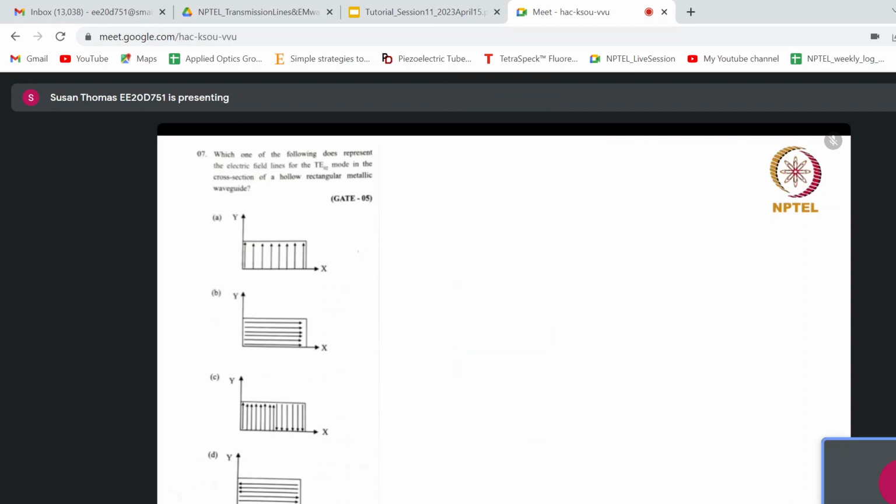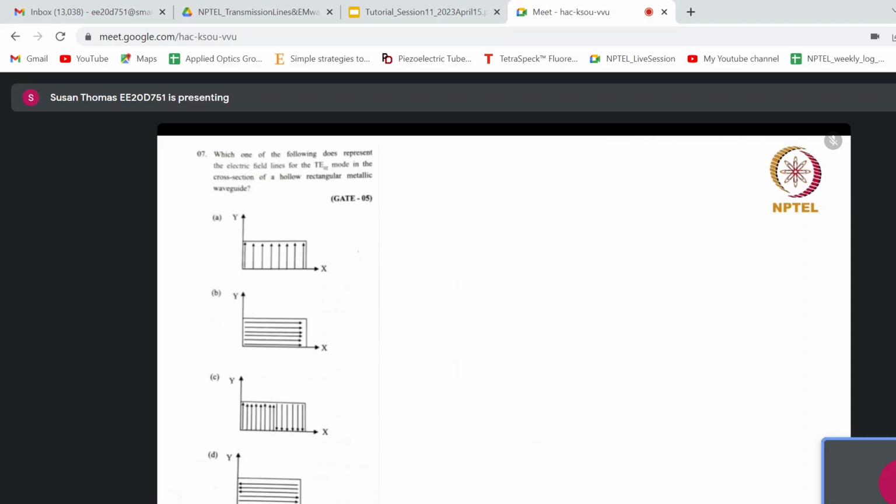Okay, coming to the next question. So far we have discussed some 1 mark questions in GATE papers. So now we'll move on to a little bit harder questions, which are like 2 mark questions.